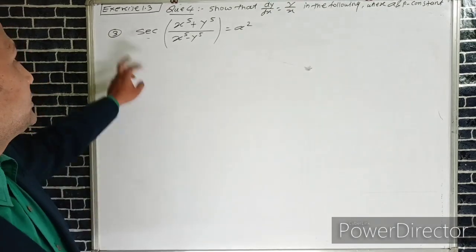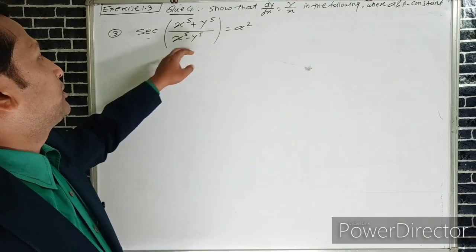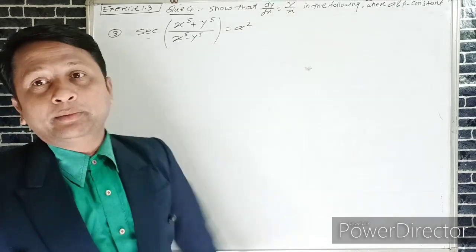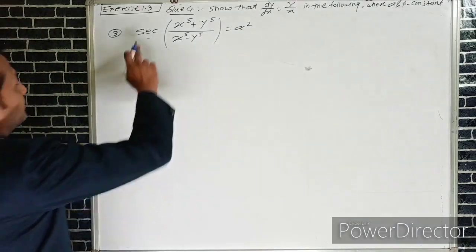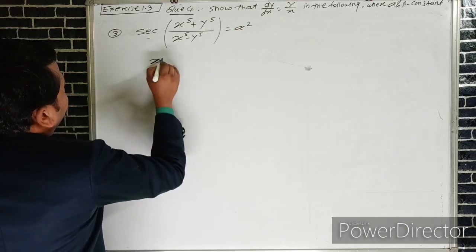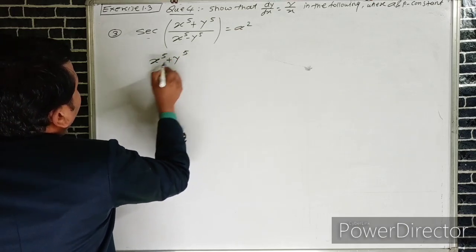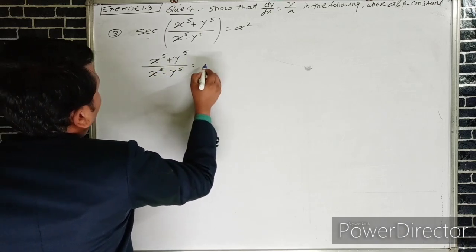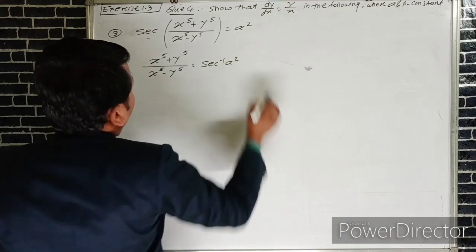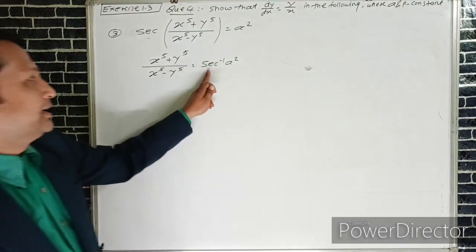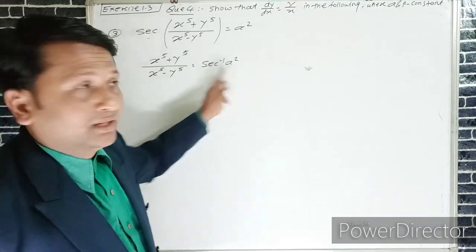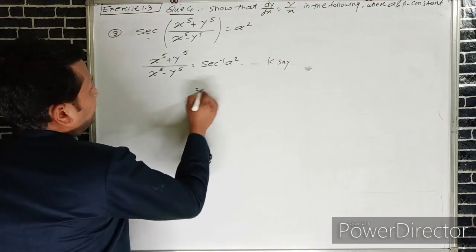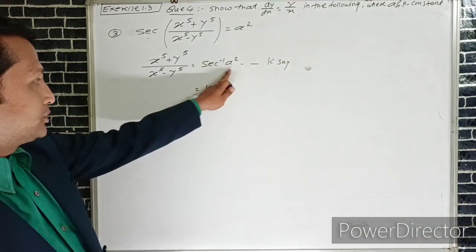Here example number 3: sec of x raised to the power 5 plus y raised to the power 5 upon x raised to the power 5 minus y raised to the power 5 is equal to a square. We have to prove that dy by dx is equal to y by x. Now, if we take this sec to the right side, then we can write x raised to the power 5 plus y raised to the power 5 upon x raised to the power 5 minus y raised to the power 5 is equal to sec inverse of a square. Here sec inverse a square is a constant term. We can say here k. We can write sec inverse of a square is k.